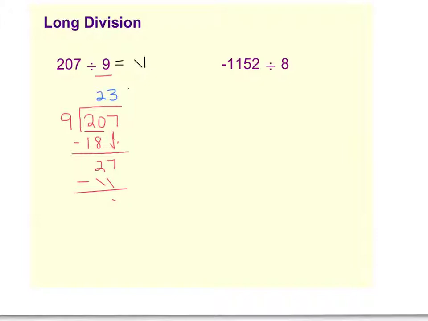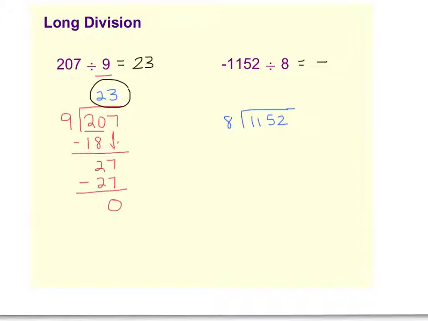All right, see how fun that was? One more example. We have a negative divided by a positive, so when you divide opposite signs, your answer is negative. So I'll just go ahead and put the negative there, and then I'll work on the division. We're dividing by 8, so 8 goes on the outside. That 1152 will go on the inside.